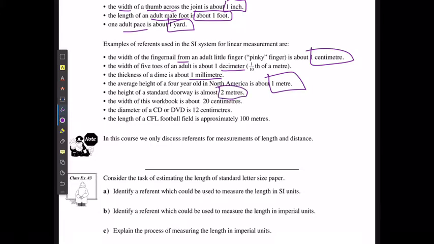The width of this workbook is 20 centimeters. The diameter of your average CD, DVD, or Blu-ray is going to be 12 centimeters. And the length of the CFL football field is 100 meters.